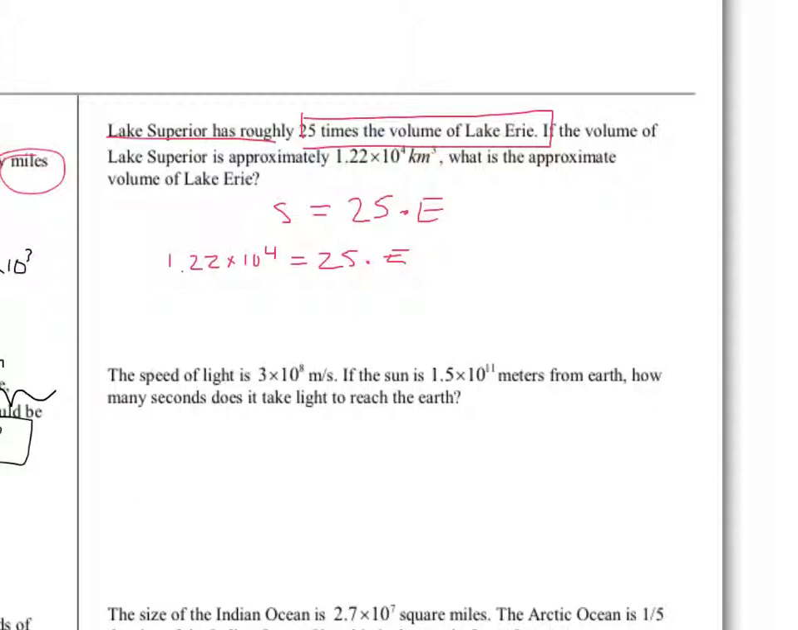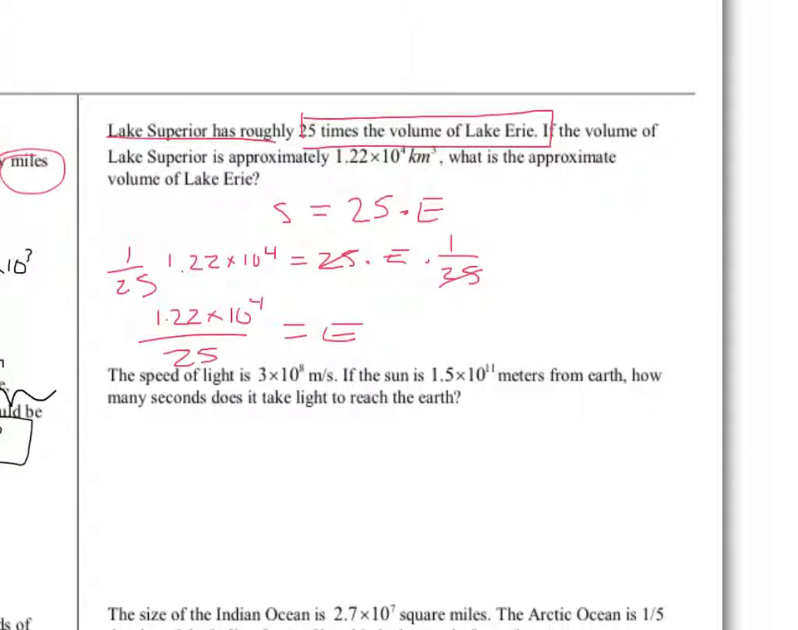Multiply or divide it? So divide it, or really we can think about it as the multiplication of the reciprocal. Either way is really fine. And that tells us that after our cross cancel, Erie is equal to 1.22 times 10 to the 4th over 25, or basically we're dividing.